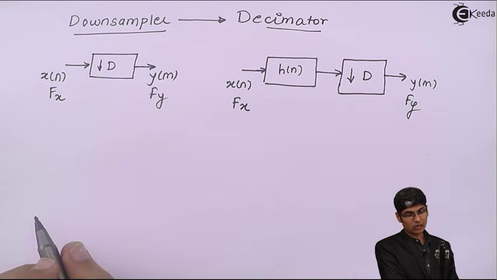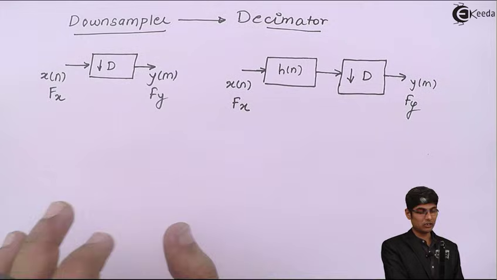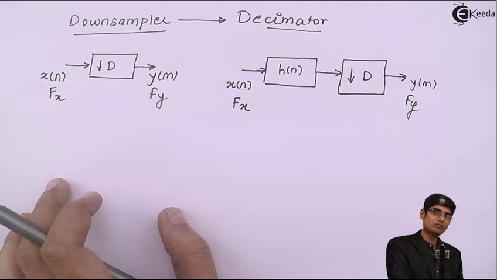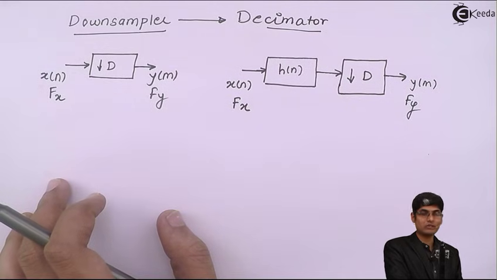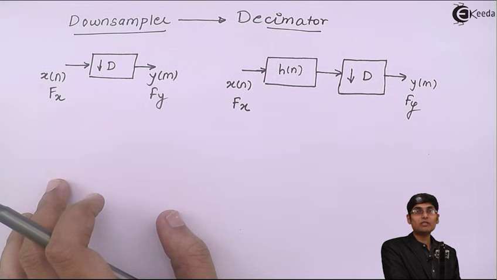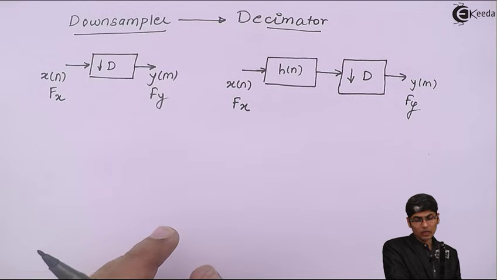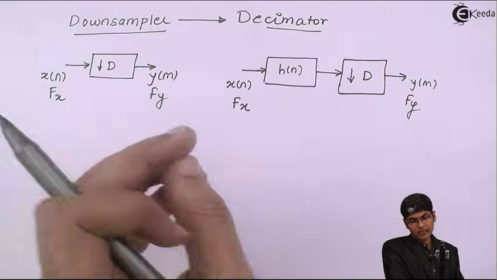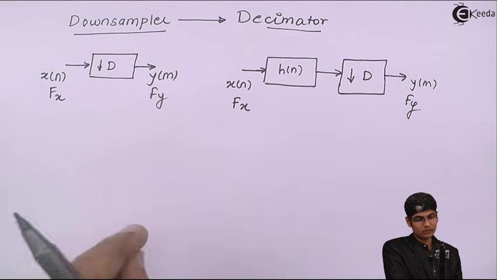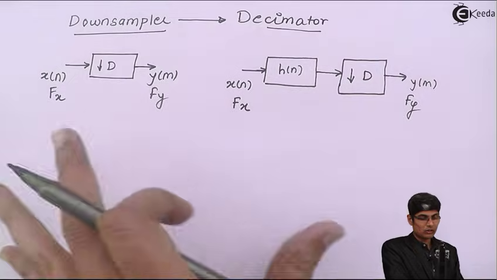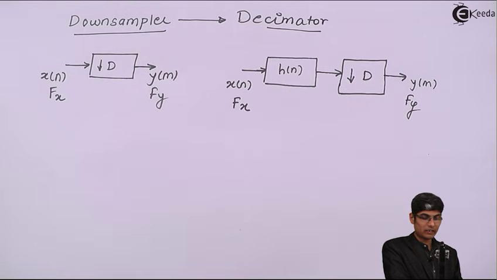So this is the basic difference between a decimator and a downsampler. A downsampler is just downsampling the sequence without taking consideration whether there will be aliasing or no aliasing. But in a decimator, we will take care that there will be no aliasing, or only a minimal amount of aliasing. So in a decimator I will be using downsamplers and also filters, so that I can avoid aliasing.